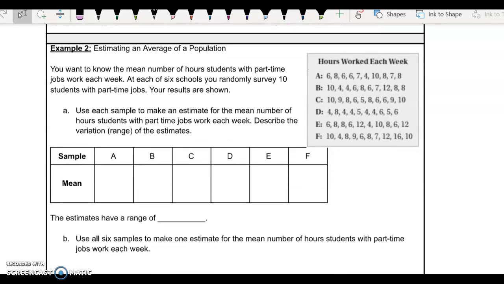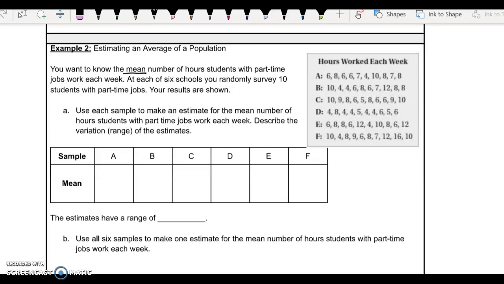All right, example 2. You want to know the mean, which is the average, number of hours students with a part-time job work each week. At each of 6 schools you randomly survey 10 students with part-time jobs. Your results are shown over here. Use each sample to make an estimate for the mean number of hours students with part-time jobs work each week. Describe the variation, which is our range, of the estimates.